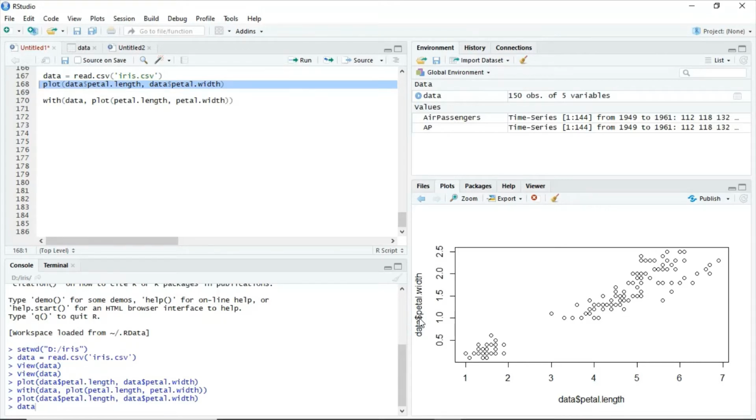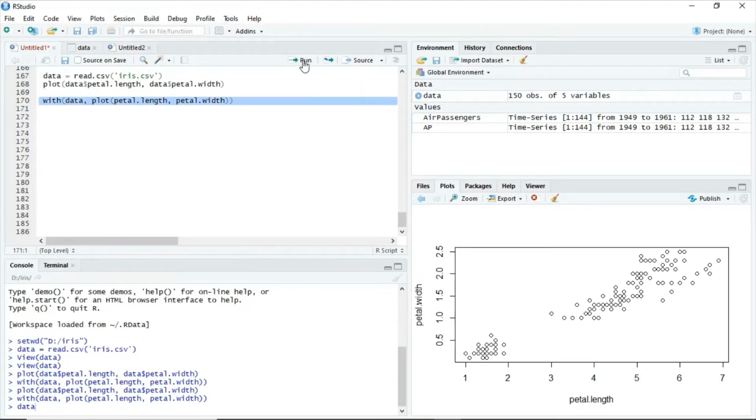So to avoid this scenario, I am using a function which is known as the with function. If I use the with function and execute this code, I get petal dot length in the x-axis, which makes it clear that it is representing the petal length of the flower, and it is representing the petal width of the flower in the y-axis.